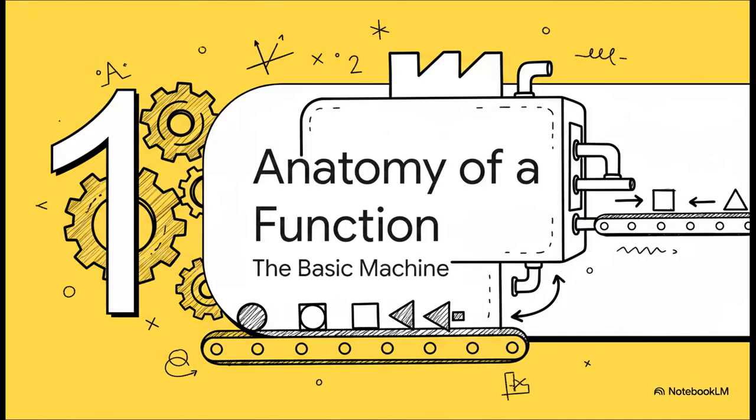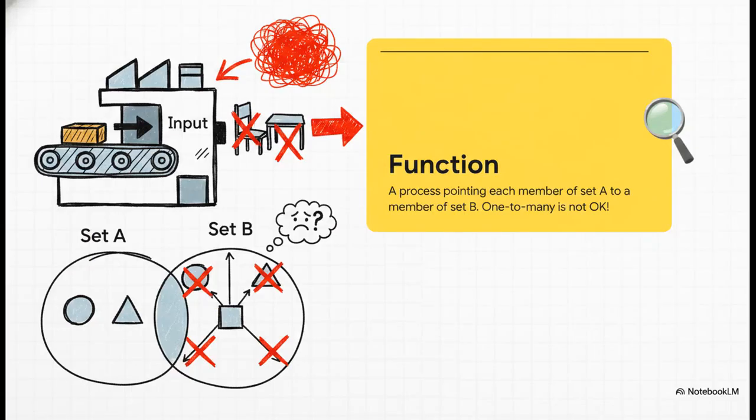Section 1, anatomy of a function. Let's step right onto the factory floor and take a look at the basic machine. At its absolute core, a function is simply a process. It's a set of instructions that turns one thing into another thing.